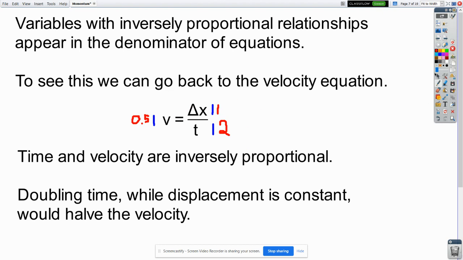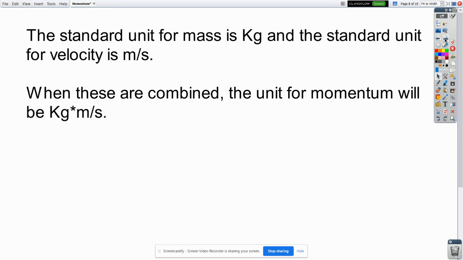So any variable that's in the numerator is a directly proportional relationship with whatever's on the other side of the equal sign. Anything that's in the denominator has an inversely proportional relationship with whatever is on the other side of the equal sign.